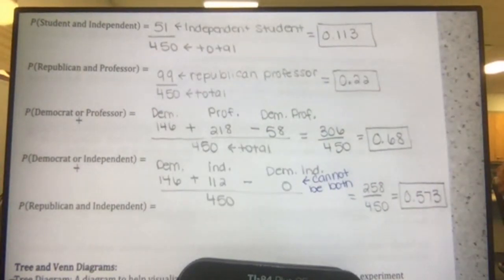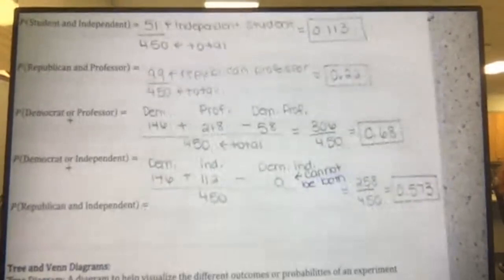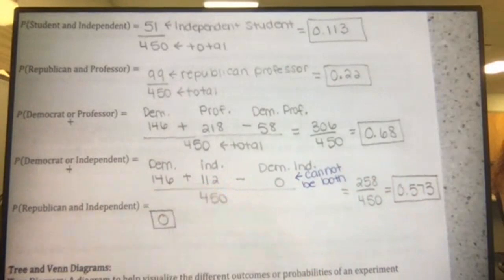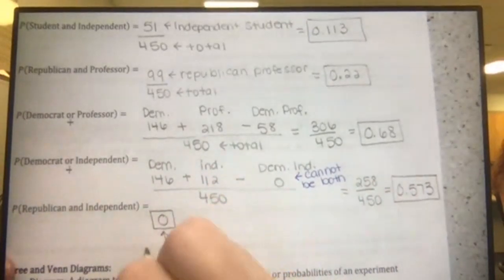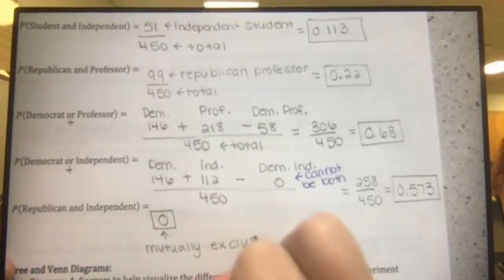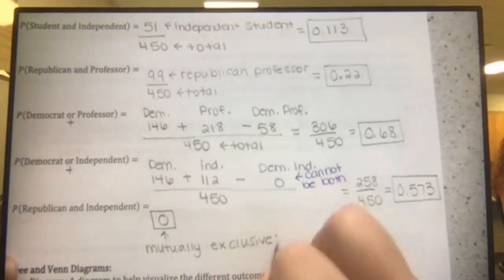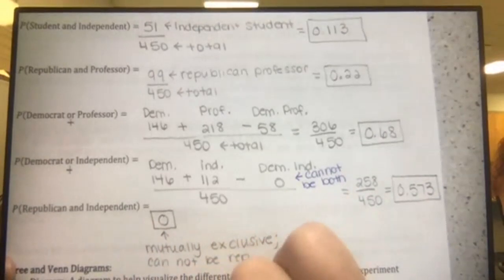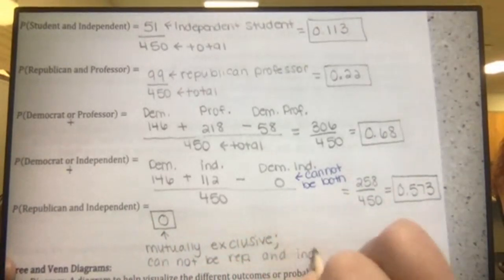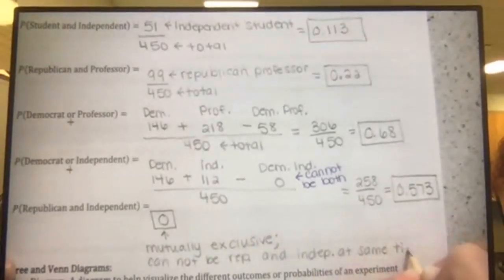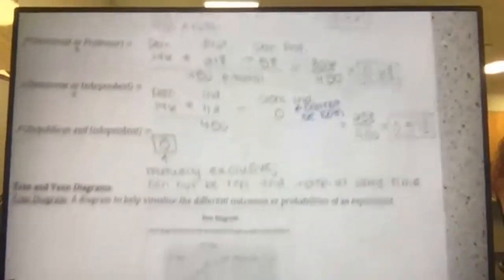Similarly, last one, probability of being Republican and independent. 0. Mutually exclusive, they cannot happen at the same time, so they are none of those, so 0. You cannot be in the Republican category and the independent category at the same time. Perfect.